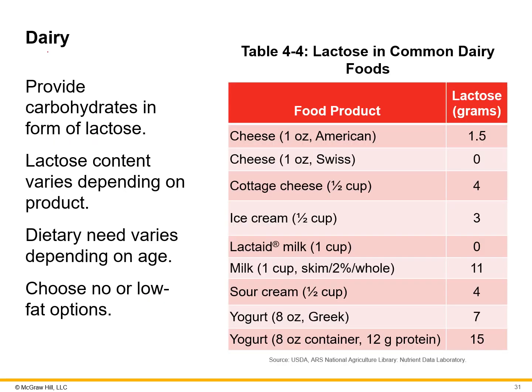And now our dairy, thinking about our carbohydrates, especially that lactose, again, providing that lactose. The content depends on the product, so not all milk products have the same amount of lactose. And then the dietary needs do differ depending on their age. So, switching to whole milk for the first year or so, and then introducing the low-fat milk as we age. So once that period is up, choosing no or non-fat options is a better alternative.